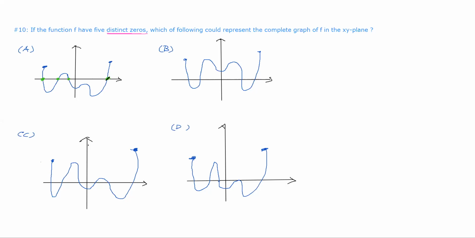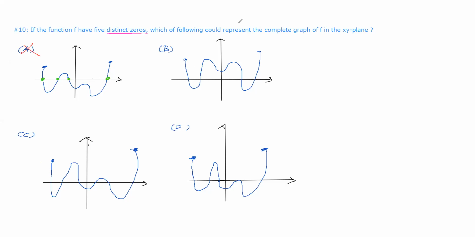So I know this cannot be, because if I have 5 distinct zeros... I know the imaginary roots always come in pairs. So I cannot have 5 different ones here. Okay, so this is not our choice here.